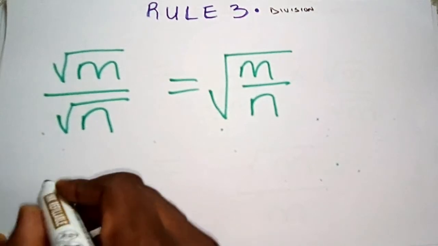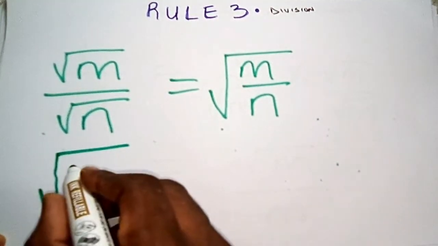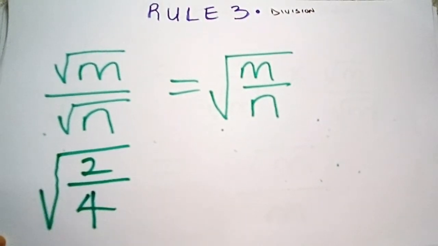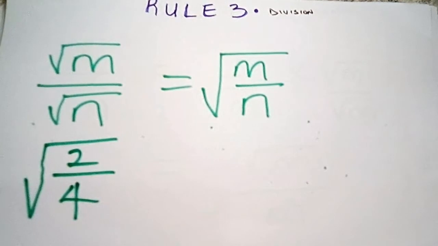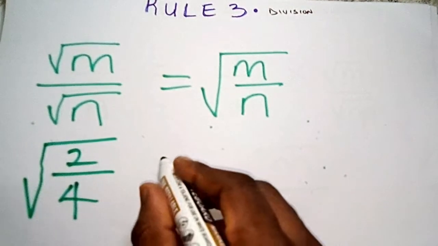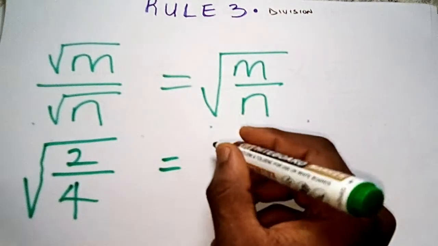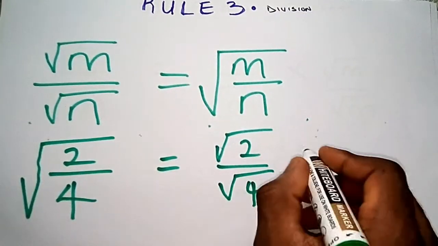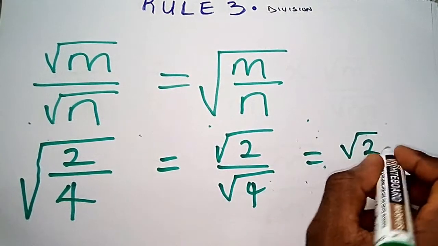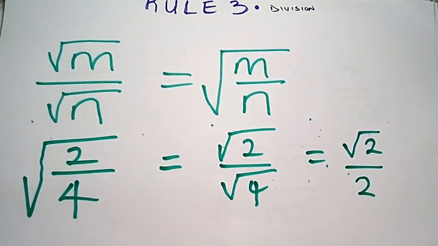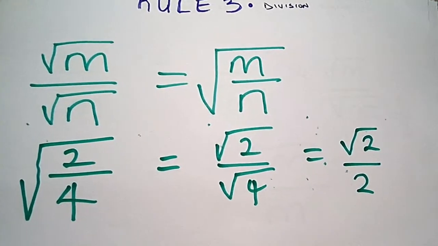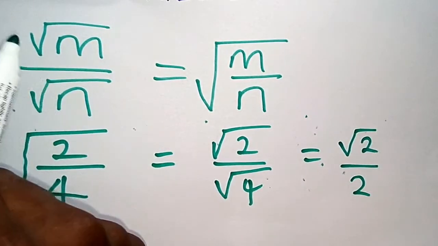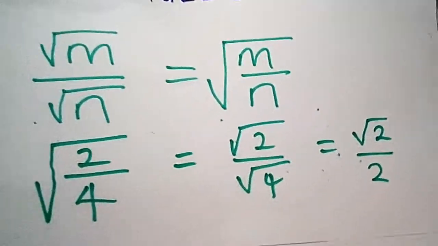So if you have, let's say, the root of 2 over 4, you have something like this. This is the same thing as root 2 over root 4 to give you root 2 over 2. So that is for division and SURD. So you can have this from this and have this from this. So just like that. That is for division and SURD.